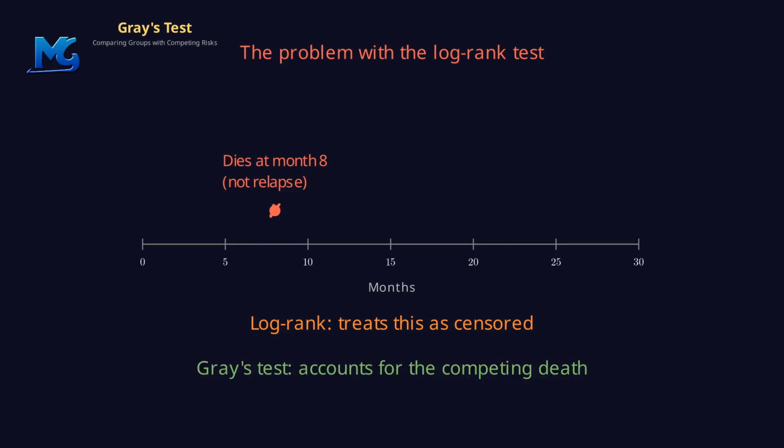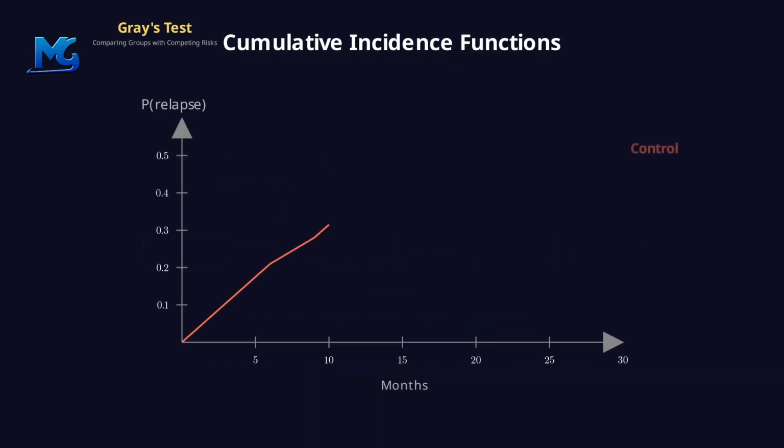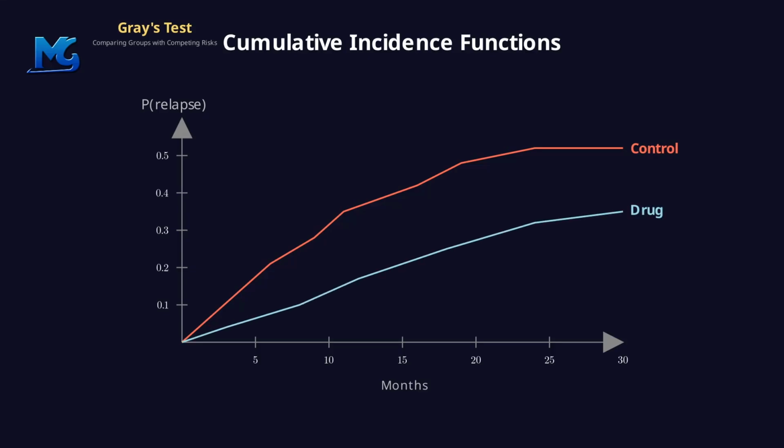Gray's test handles this correctly. It keeps the patient in the risk set, but knows they can't relapse anymore. Cumulative incidence functions. The control group's cumulative incidence of relapse climbs to 52% by 24 months. The drug group stays lower, only 35%. The drug seems to reduce relapse. A 17 percentage point gap at 24 months.